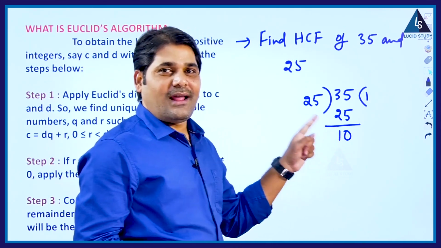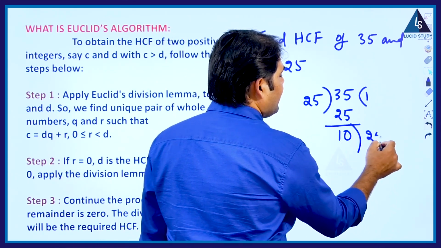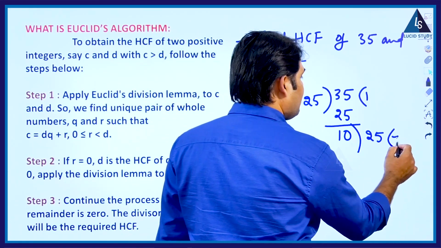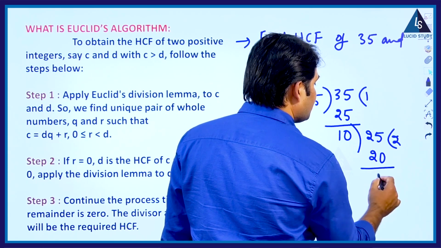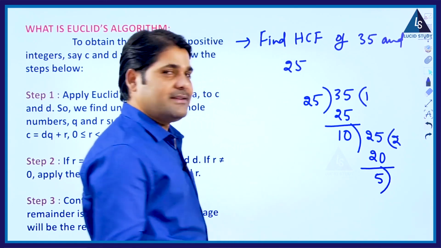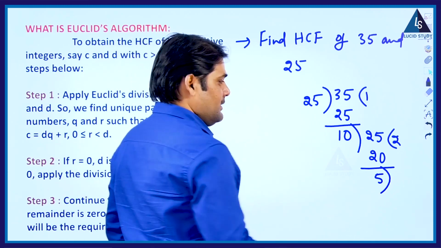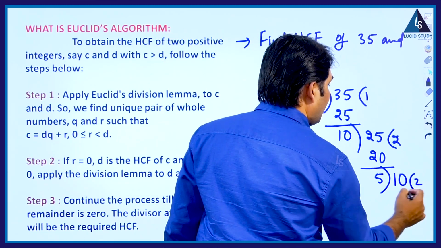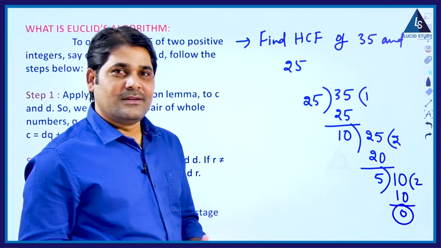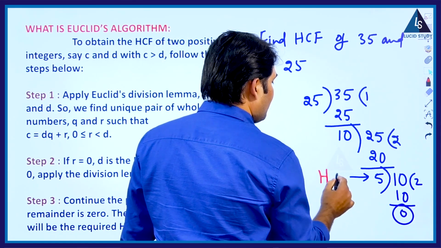You make this remainder the divisor, and the previous divisor you make into the dividend. Now again divide. 10 twos are 20. So remainder how much now? 5. Now again you make the remainder the divisor, and the previous divisor you make into the dividend. 5 twos are 10. So remainder how much here? Whenever 0 comes, you stop. Then this 5 is said to be the HCF. So HCF is equal to 5.